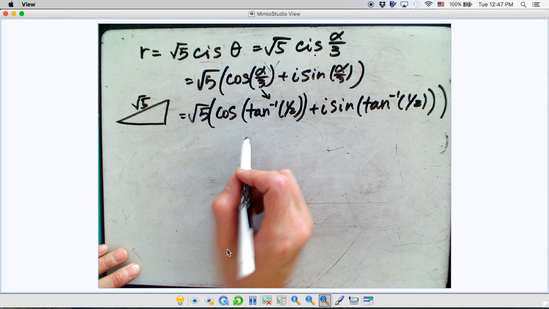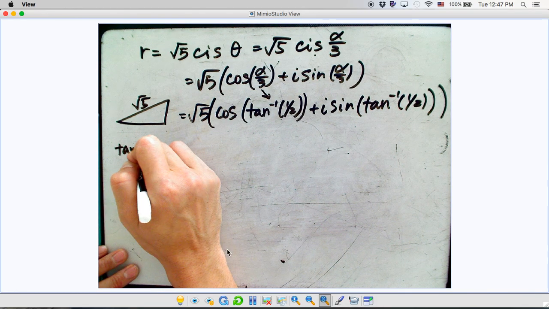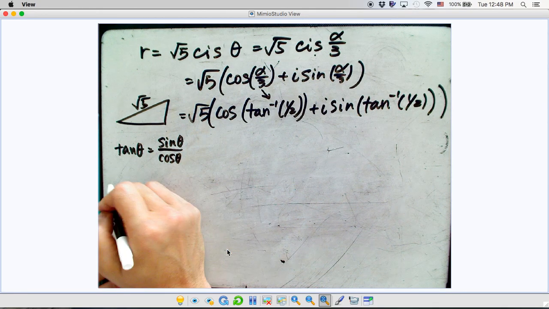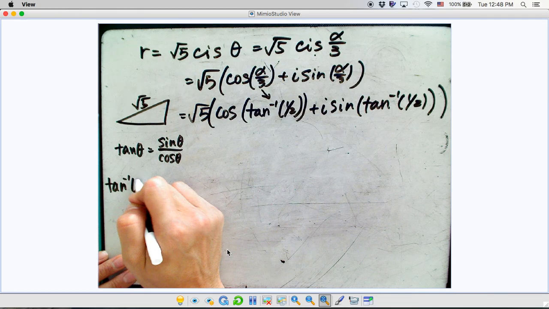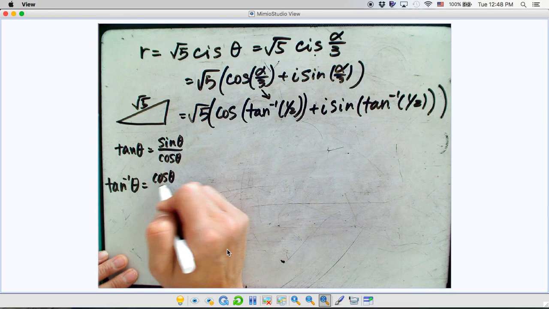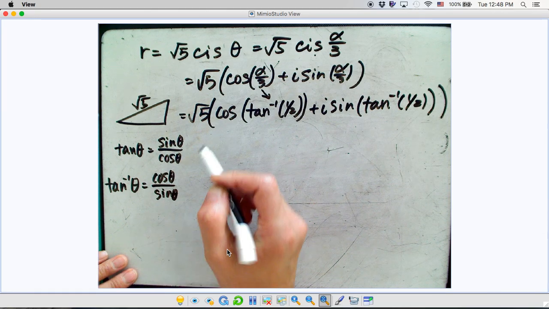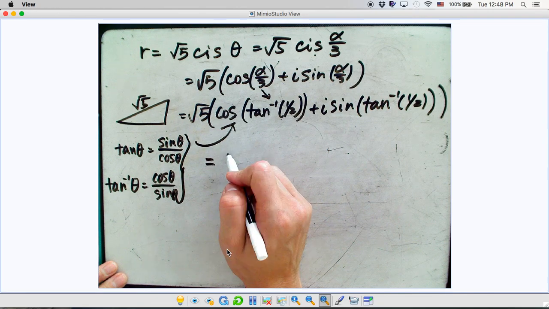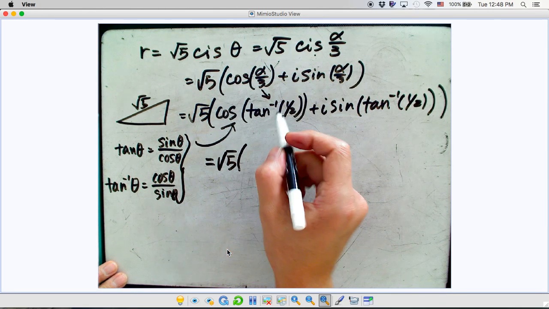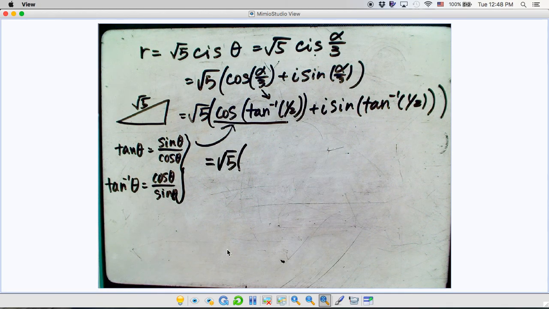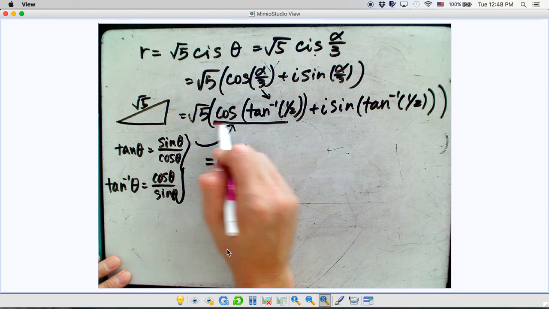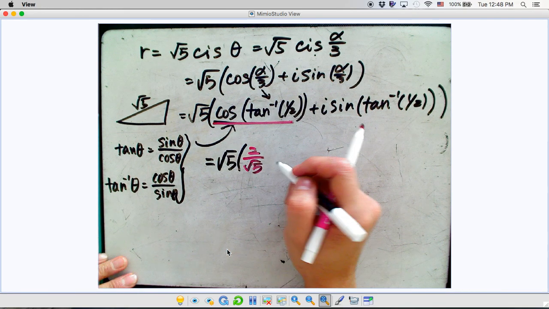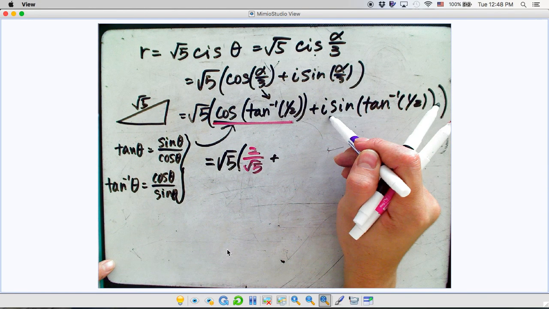And we know that tangent theta equals sine theta over cosine theta, right? So the inverse of tangent is the flipped version of it, so it should be cosine theta over sine theta. Applying these to this equation, we'll have square root of 5 times this part, which will be the cosine of the inverse tangent of 1/2.